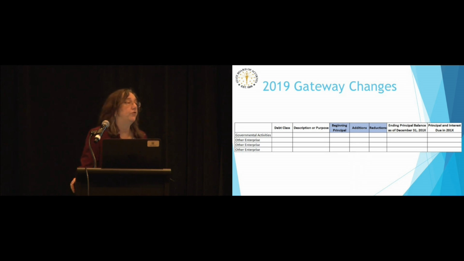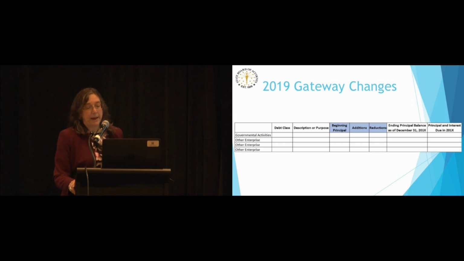Okay, this information should tie back to your financial records, so your bond issue documents, your bank statements, where this information went. You will need to enter any reductions, which is the principal and interest payments that you have made during the year on those particular bonds or other long-term debt. The ending principal balance then will automatically calculate for you.